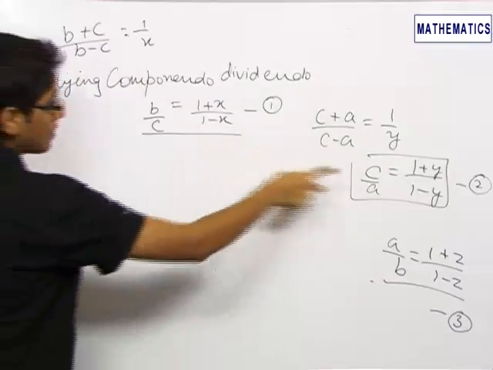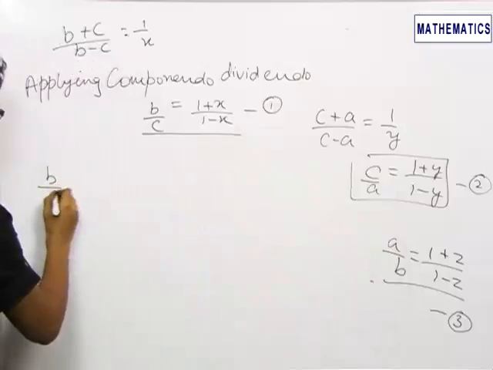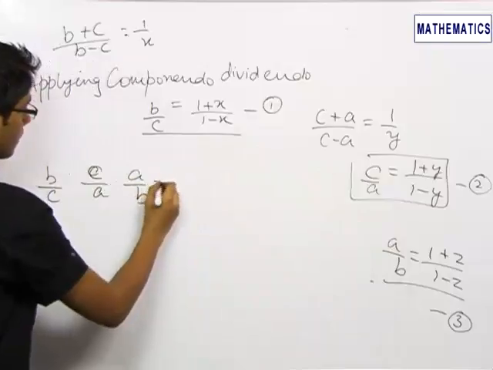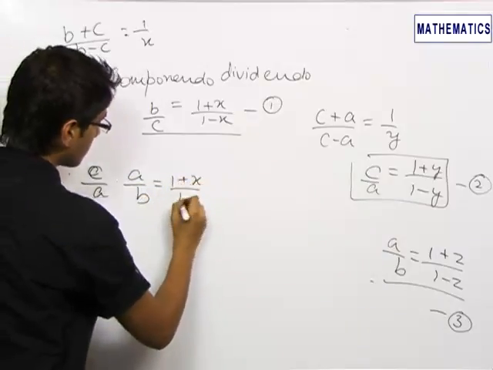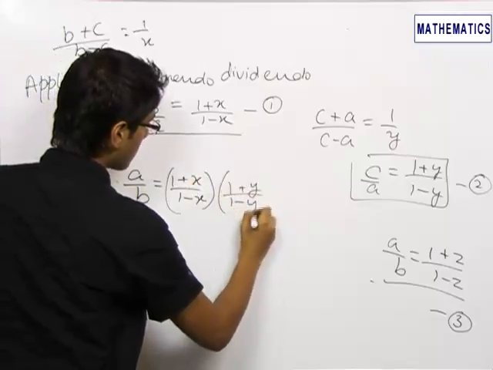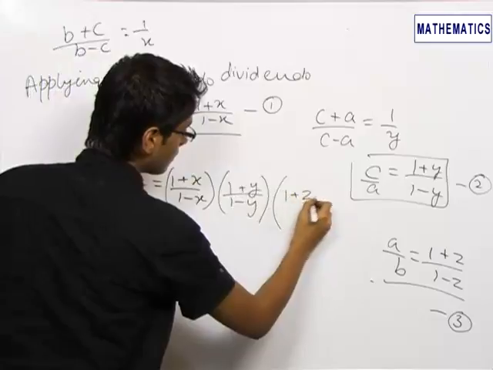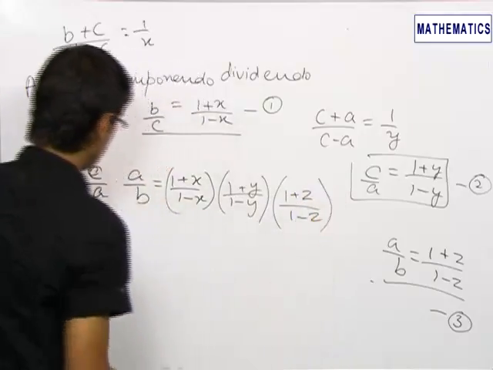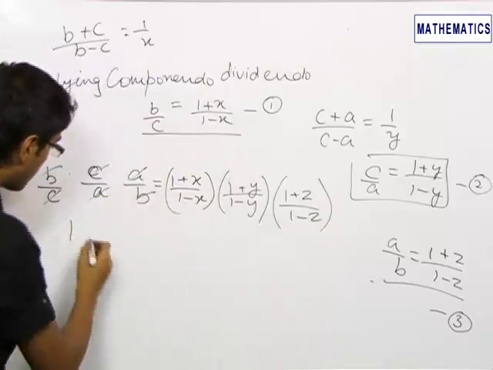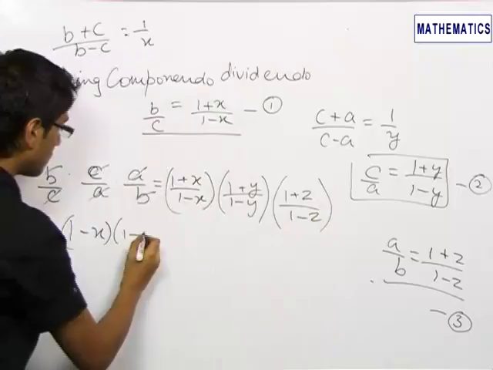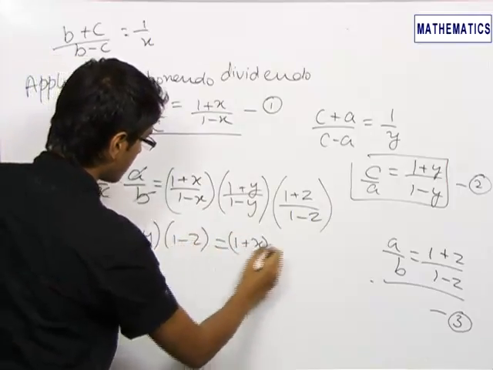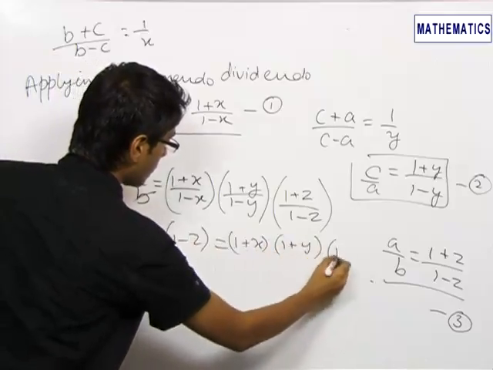Now multiplying the first, second and the third equations, we get b by c into c by a into a by b equals (1 plus x) upon (1 minus x) into (1 plus y) upon (1 minus y) into (1 plus z) upon (1 minus z). This all gets cancelled out and we get 1, and when we cross multiply we get (1 minus x) into (1 minus y) into (1 minus z) equals (1 plus x)(1 plus y)(1 plus z).